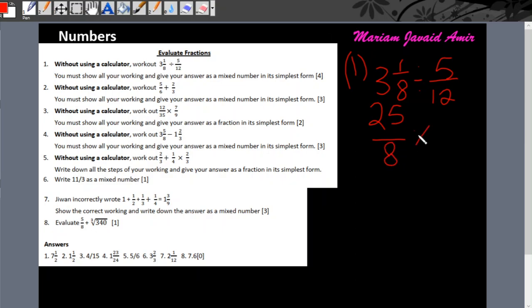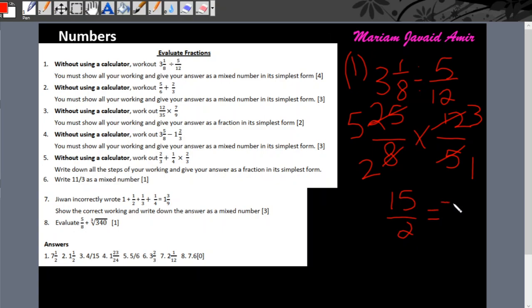Change division into multiplication and we'll take the reciprocal of the next fraction. Cancel these: 5 1s are 5, 5 5s are 25, and 4 2s are 8, and 4 3s are 12. So we're getting 15 over 2, which is 7.5.